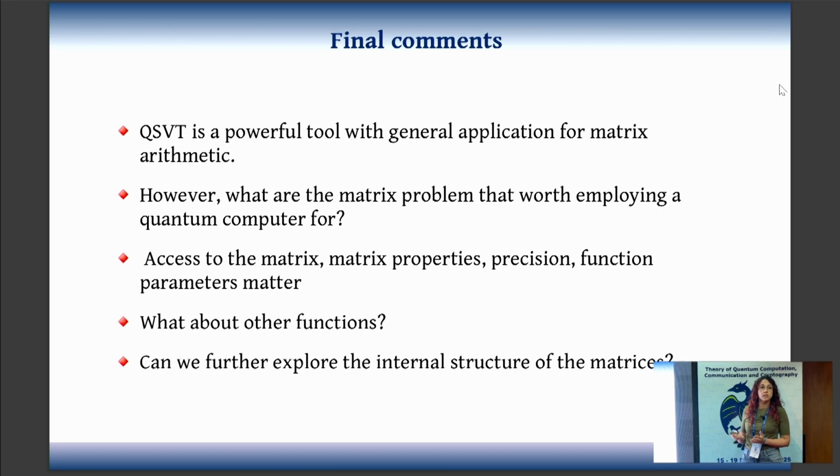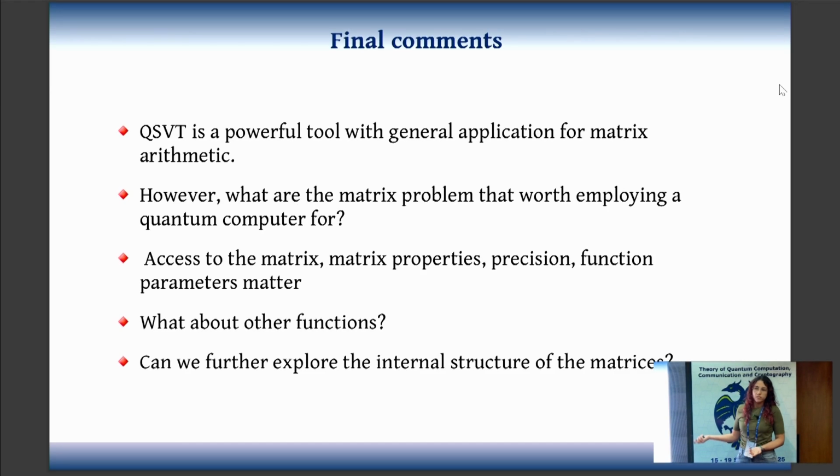Or can we further explore the structure of the matrices, as I showed for the Pauli representation? Are there other types of access that give us some quantum advantage while having the problem classically hard, but accesses that also make sense for a classical computer?